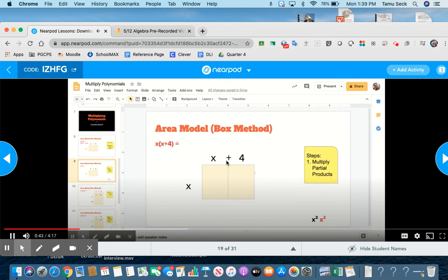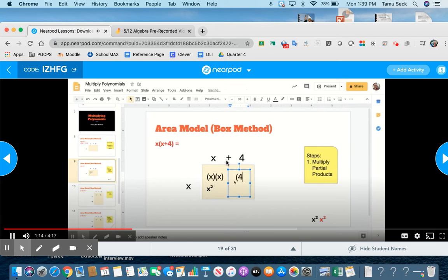So let's get started. Our first step is to multiply. We're going to get partial products. So x is the monomial times x plus 4 the binomial. So we're going to multiply x times x, and we get x squared. Next, we're going to multiply 4 times x. For x times 4, same thing.